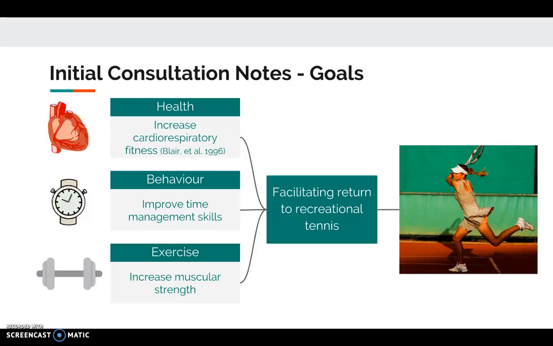My client established 3 goals that she would like to achieve. Her health goal: improve her fitness for tennis and her health. Her behavioral goal: improve her time management skills to increase the number of exercise sessions per week. And her exercise goal is to increase muscular strength to aid her progression in the gym and improve her posture. These 3 goals will help facilitate my client's return to playing tennis.